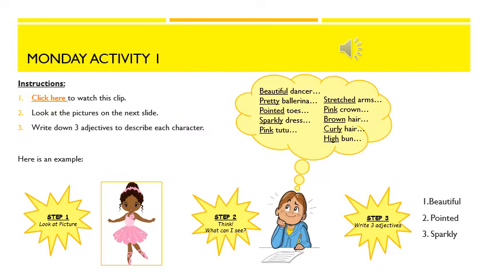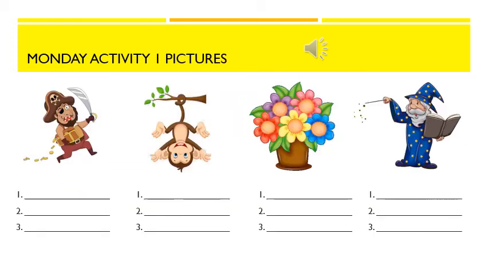The next thing that you are going to do is write down 3 adjectives. So all of those things that we thought about, you can use when you're writing your adjectives. So you'll notice that I've put down my first adjective is beautiful. My second adjective is pointed because I was looking at her pointed toes. And the third adjective is sparkly because she had a sparkly dress. Now it's your turn to have a go. Write 3 adjectives to describe each of these items.